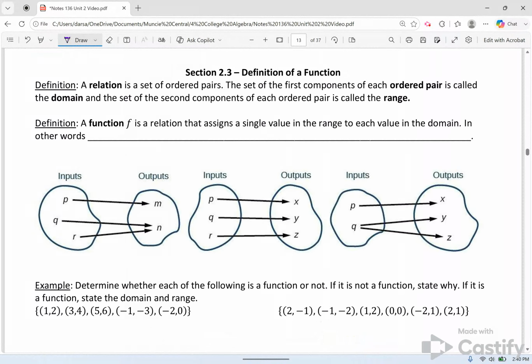In this section, we're going to define what is a function and we're going to talk about the domain and range of a function. So, we need a formal definition. What is the difference between a relationship between x and y and a function relationship between x and y? So a relation just says this y goes with this x. It can be any conglomeration of x's and y's. A function is one that specifically assigns a single value in the range to each value in the domain.